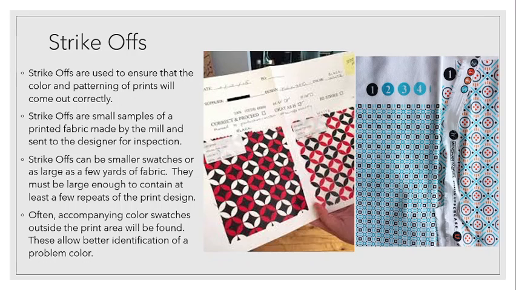Often, accompanying color swatches can be found outside the printed area. These better allow for the identification of a potential problem color. On the image on the right, you can see these color swatches. You see them here. They're in the selvage of the fabric. They're also here for this other print. These are all the colors that are used in the print. So if something looks off, they can be easily referred to by their number.